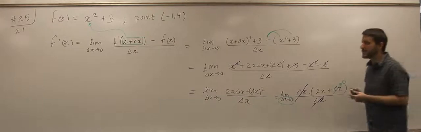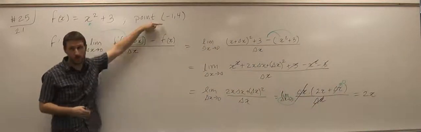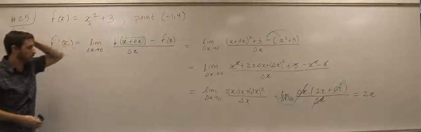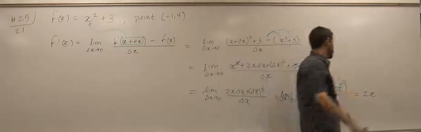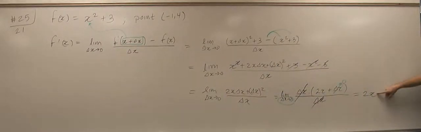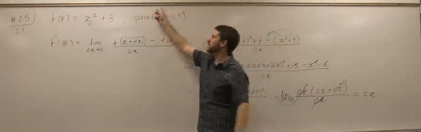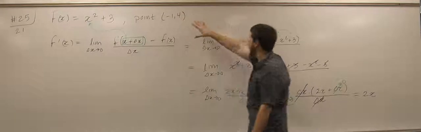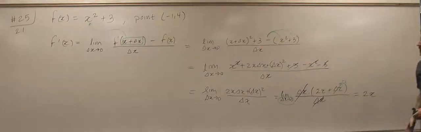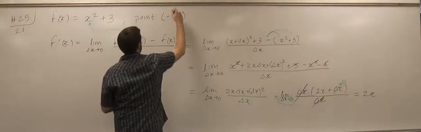Okay. But it didn't. It said find the equation of the tangent line to the function through this point. So what I found here is a formula for the slope of the tangent line at different x values. But all I really care about is what happens at the point negative 1, 4. Okay, so I'm going to go ahead and plug what in order to get the right slope? Negative 1. Right, this is my given x value.